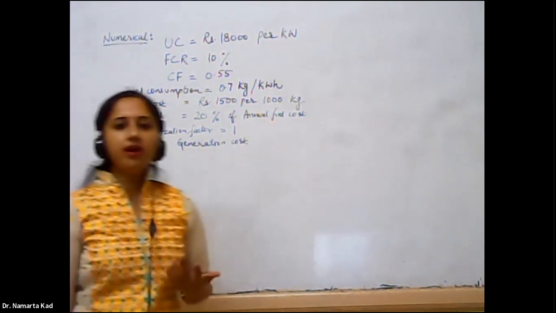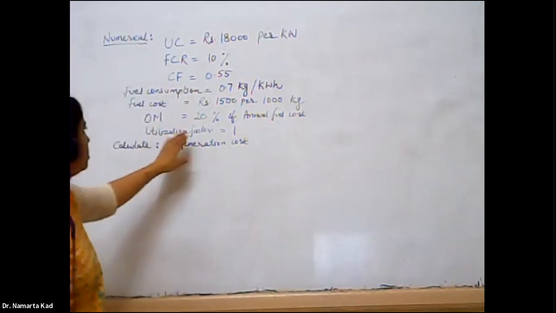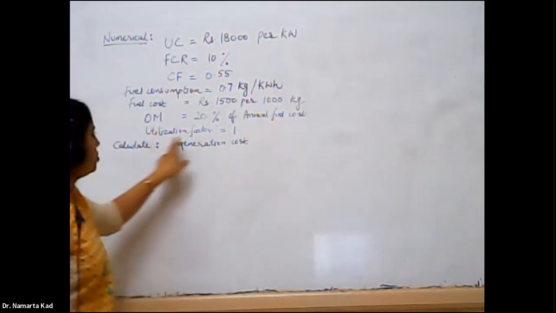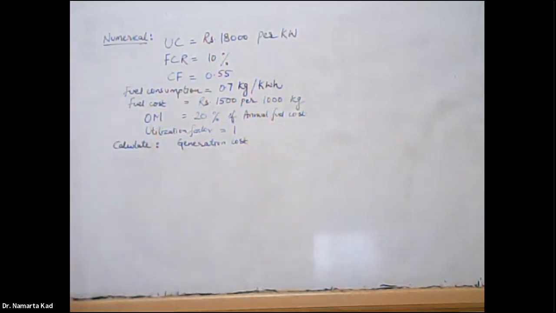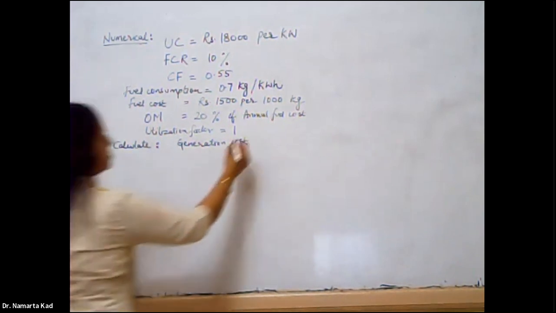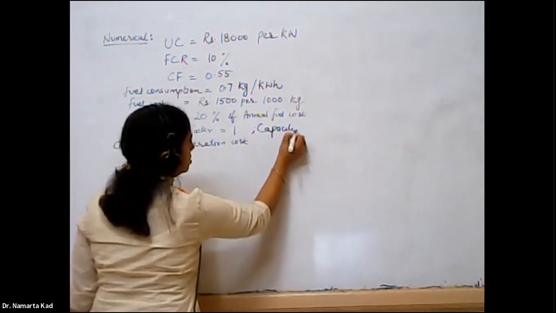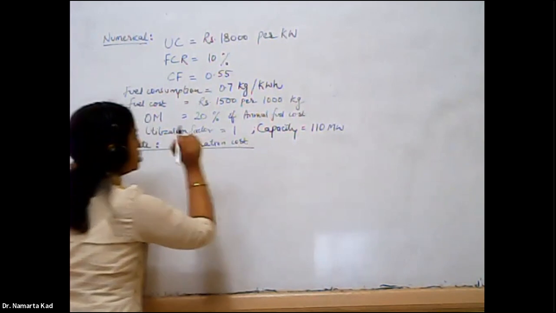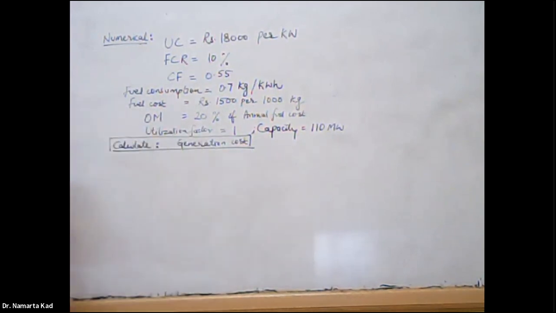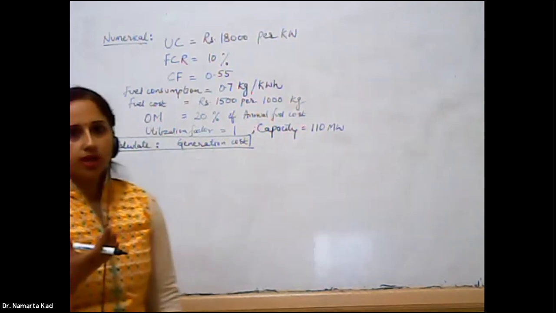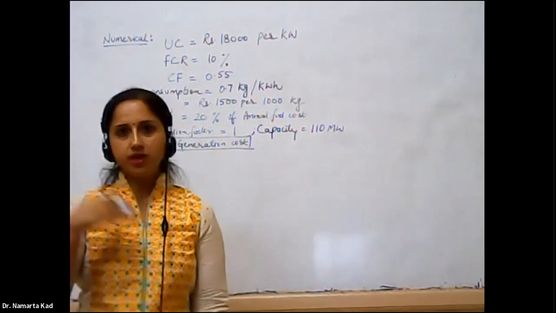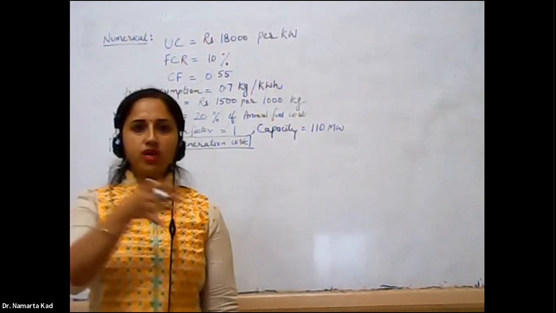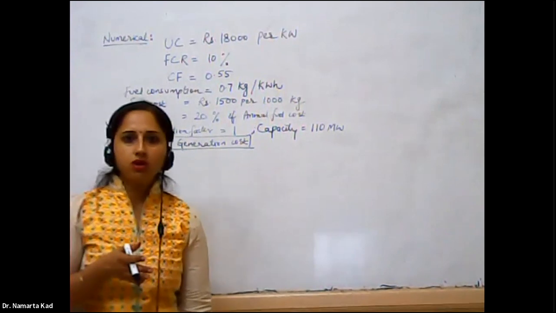Then other repair and maintenance cost, related to the operating cost, is given as 20% of annual fuel cost. Utilization factor is given as 1. And apart from this, the capacity of the power plant is given as 110 megawatt. You have to calculate the generation cost. We know that the generation cost is equal to annual plant cost divided by the energy generated. So firstly we have to calculate the energy and then the annual plant cost.